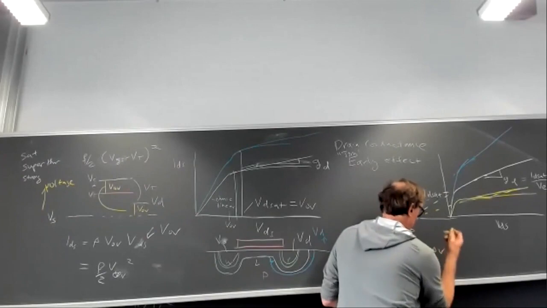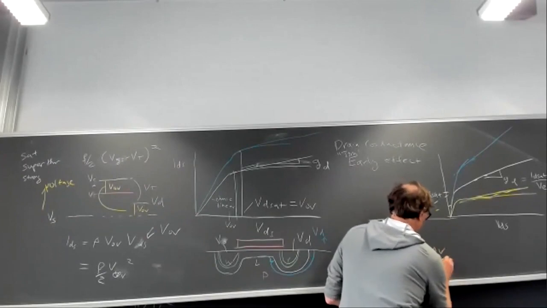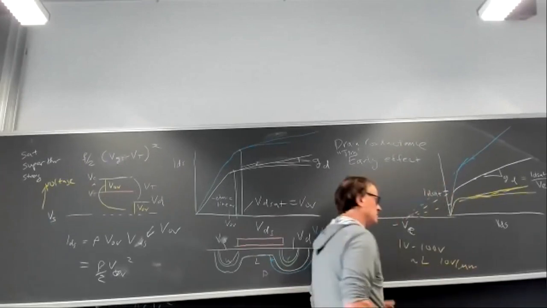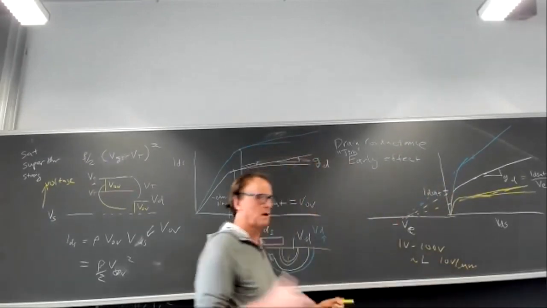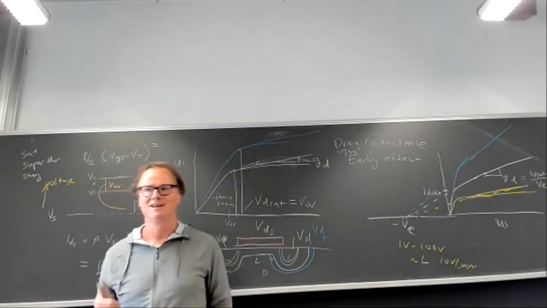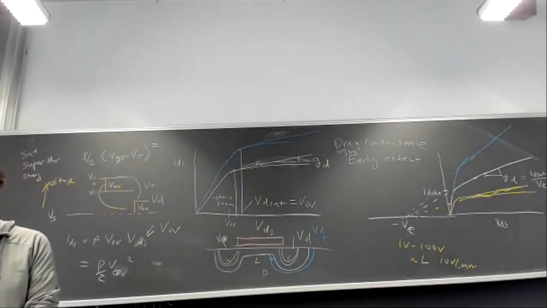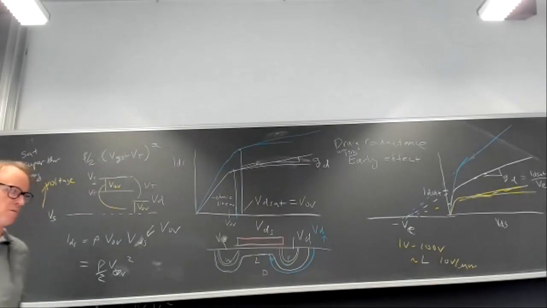Maybe you can approximate it and say it's like 10 volts per micron. I mean, that's just a very rough approximation. Don't quote me on that, right? But you get like 10 volts of early voltage per micron of transistor length on an order of magnitude scale. Could be 1 volt, could be 100, depending on the process. So that's the way this drain conductance effect works, and it's a really cool effect.